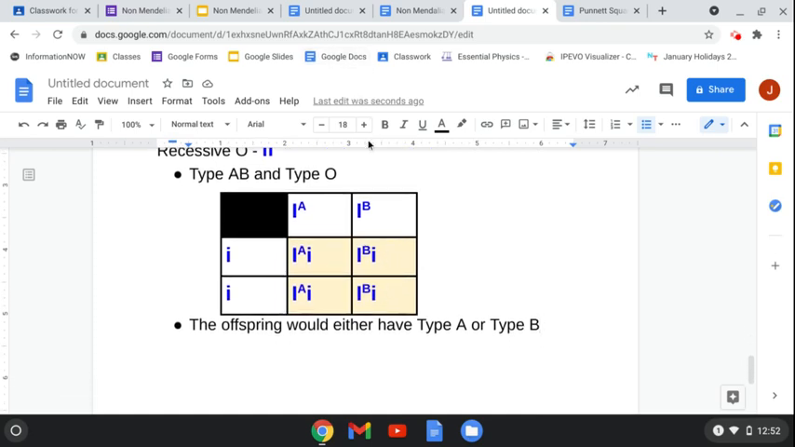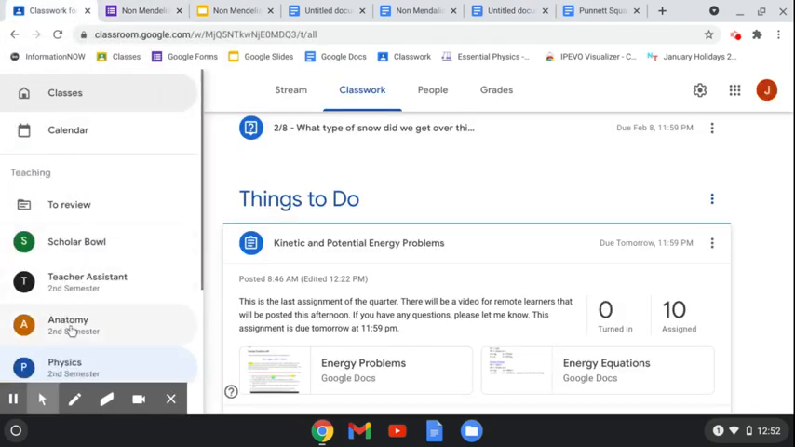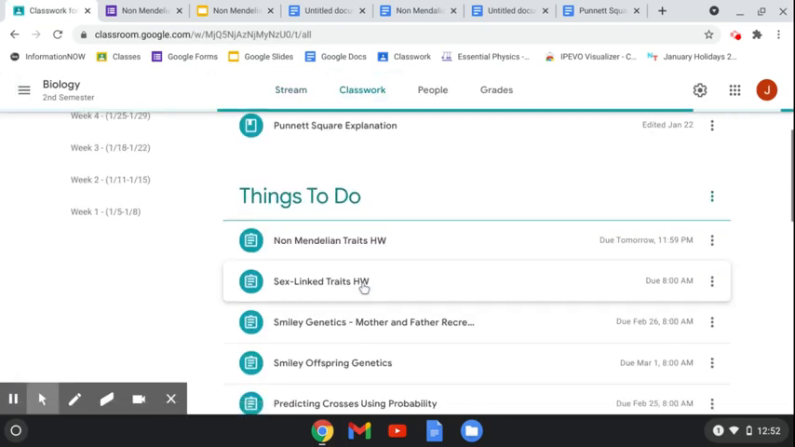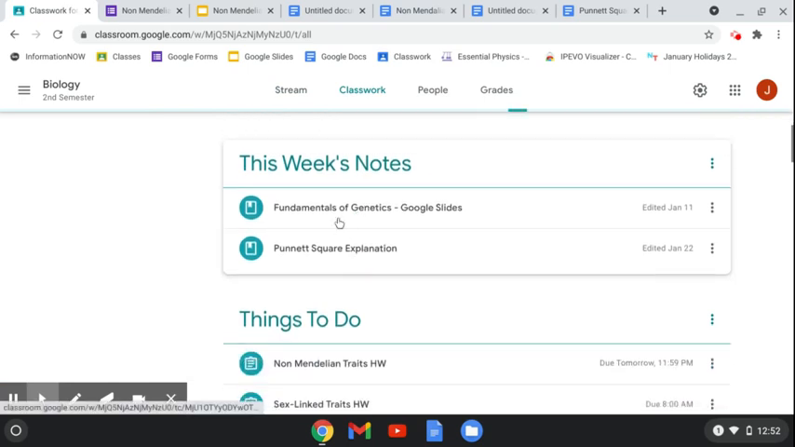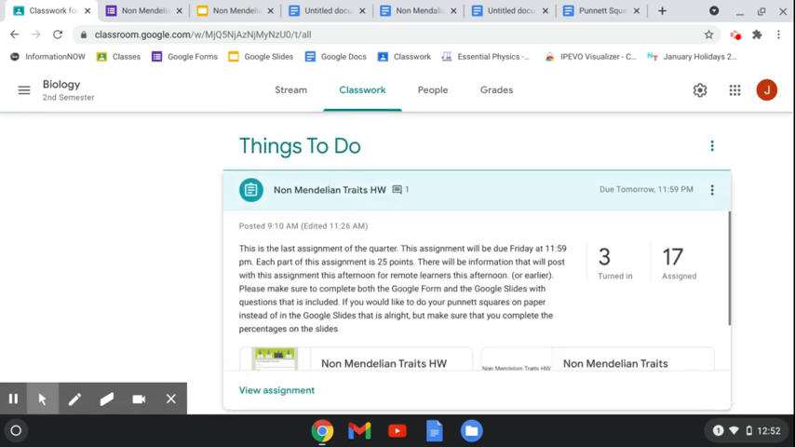Now, before I am done with this, I'm going to take a moment and talk about the homework assignment. On Google Classroom, under things to do, we have non-Mendelian traits homework. So this is the last assignment. It's due Friday at 11:59 p.m., so I'll grade this weekend. Your report cards are going out on Tuesday. Each part of this assignment is 25 points. There will be information that I'll post, which I'm posting with this now.